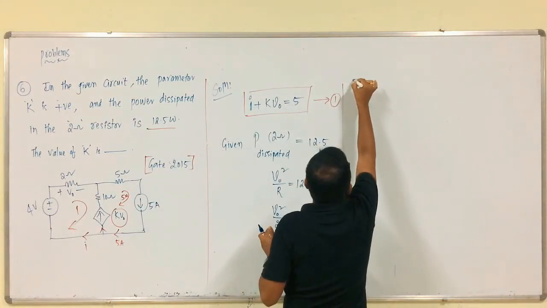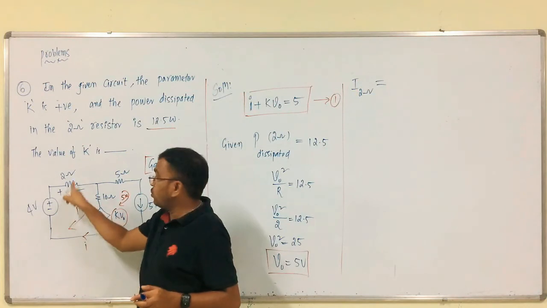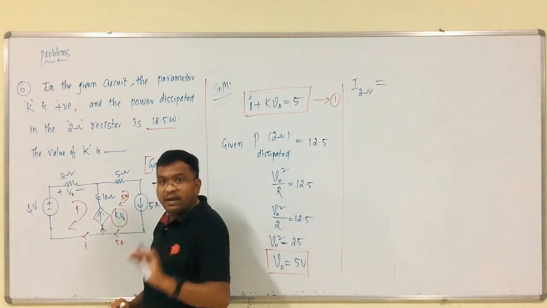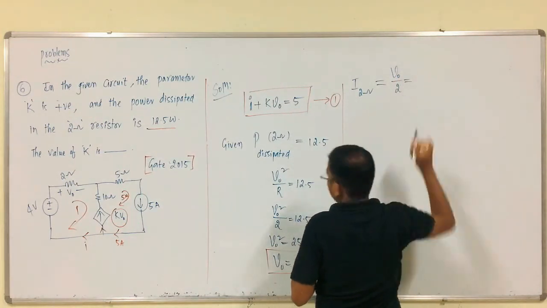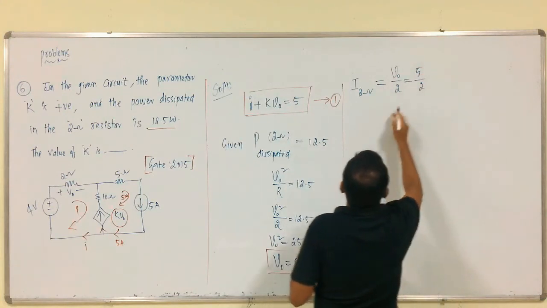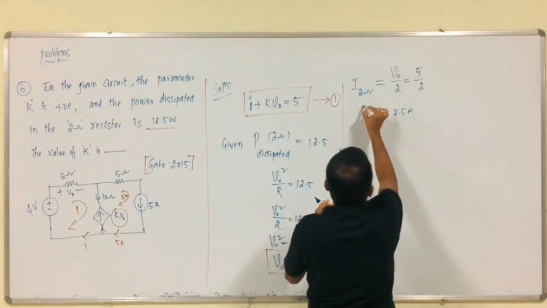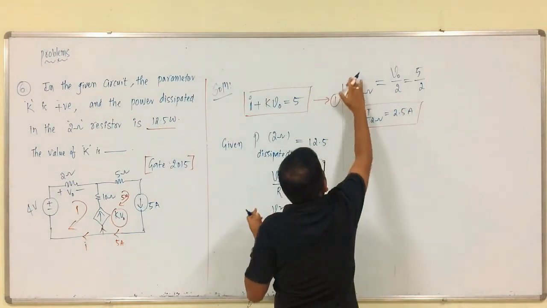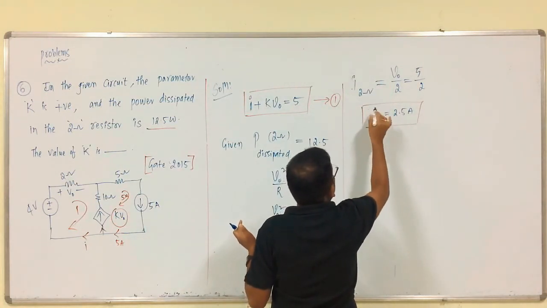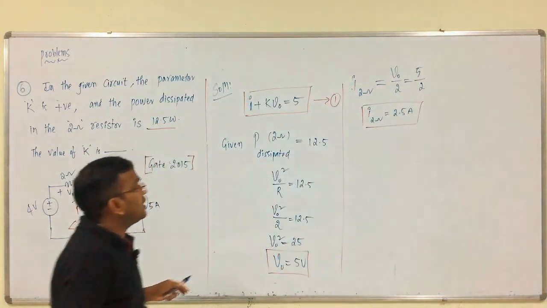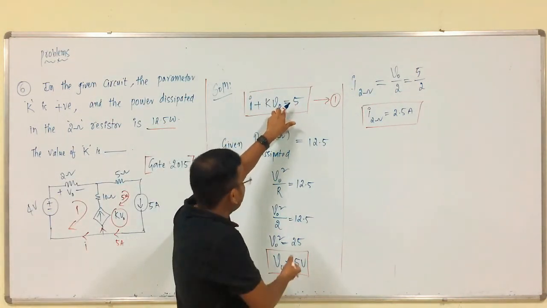Therefore, the current through the 2 ohm branch is nothing but V naught by 2, which is 5 by 2. Therefore, the current through this 2 ohm branch is 2.5 amps. It is better to write small i in order to avoid confusion. So we have 2.5 amps of current, and we have 5 volts of voltage.